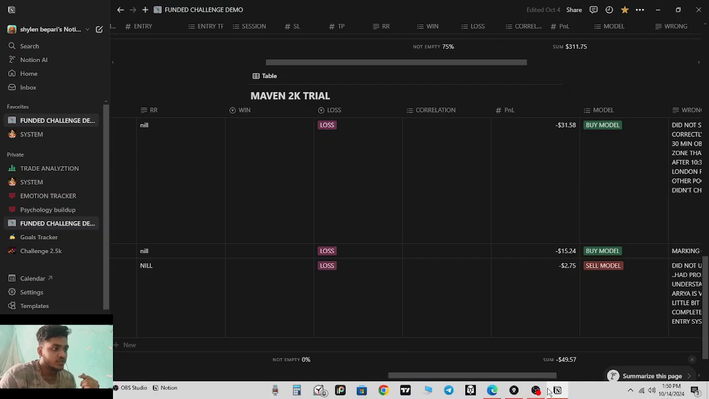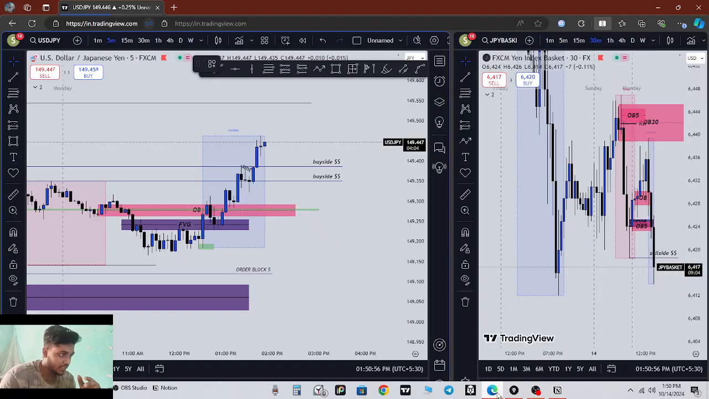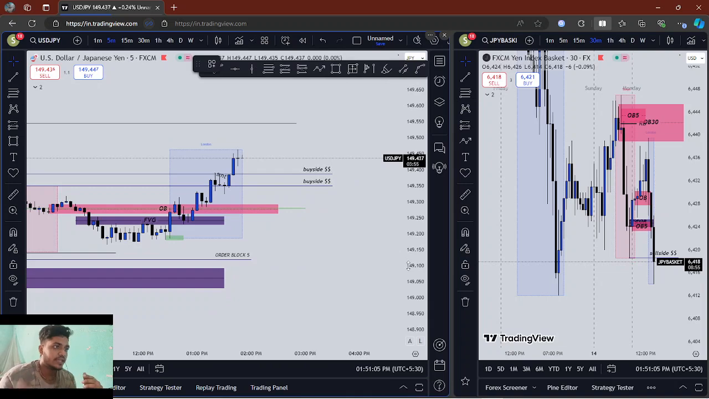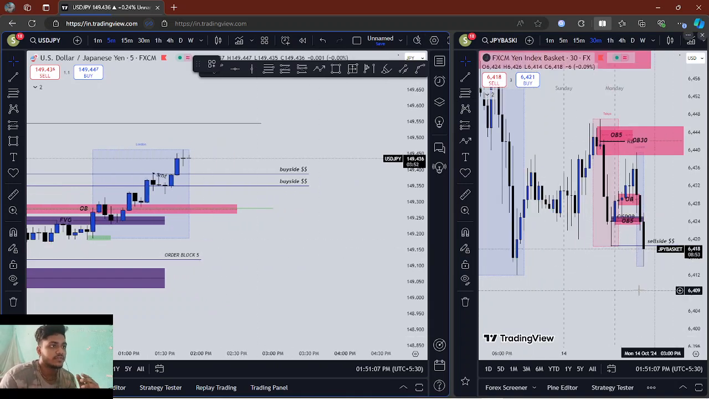So this was today's trade. I was planning one, but I didn't make any mistakes today. I actually wasn't able to take any trade today, but that's all right, right?